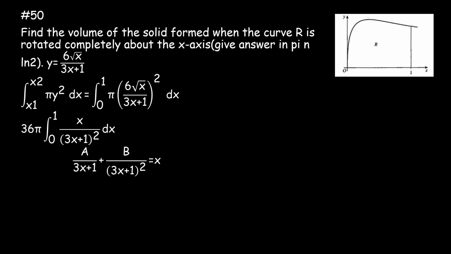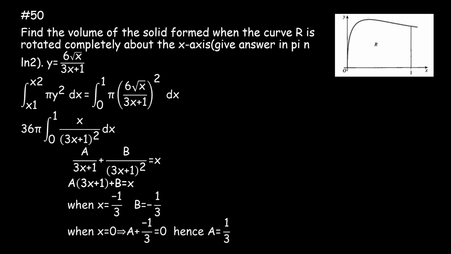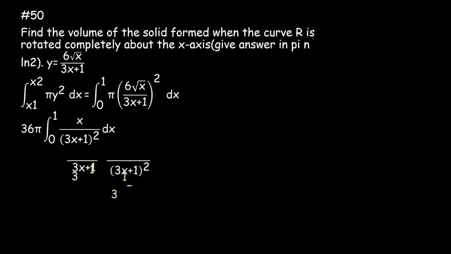We can work with the partial fractions for this and then focus on the numerator. So when x is equal to negative 1/3, b will be equal to negative 1/3, coincidentally. And then when x is equal to 0, a plus negative 1/3 is equal to 0, and hence a is equal to 1/3. We would replace each of these values for a and b and integrate. So we need the integral of 1/3 over (3x plus 1) minus 1/3 over (3x plus 1) all squared.